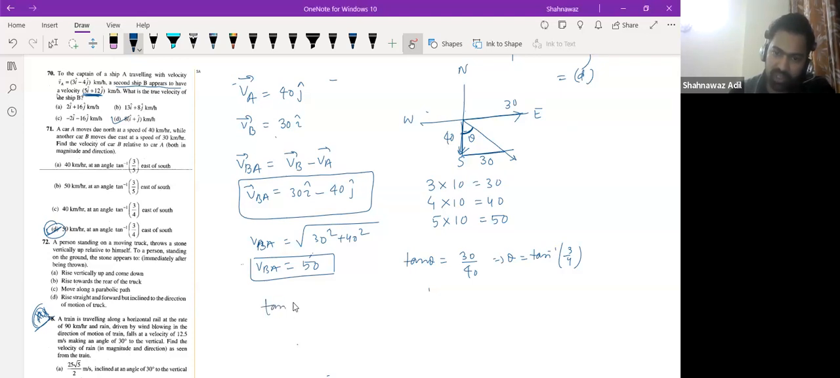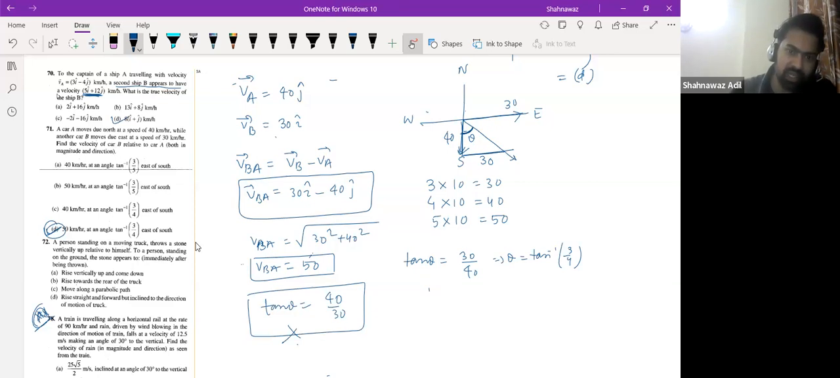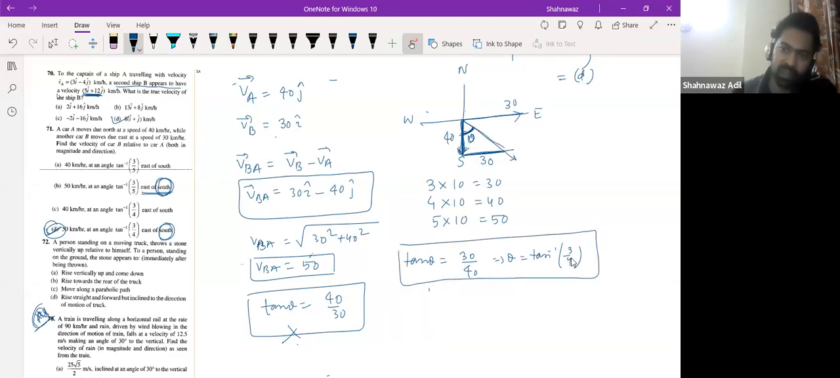Did you guys understand why I didn't choose tan theta as 40 by 30? Why didn't I take this one? Because in the options, we don't have this angle. They are saying east of south. So from the south, we have to measure, right? From the vertical, we have to measure. So then we have to take this theta. That is why we have taken these as the angles, so that is why we have tan inverse 3 by 4.